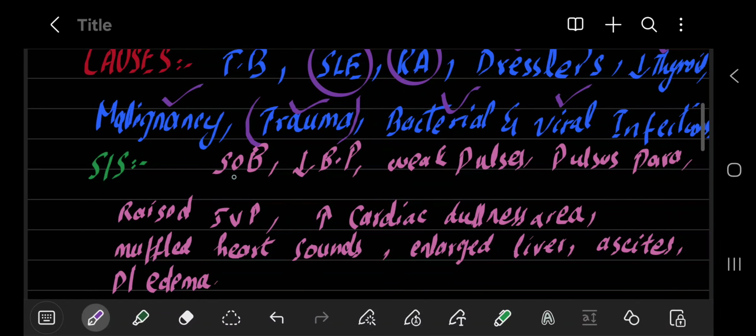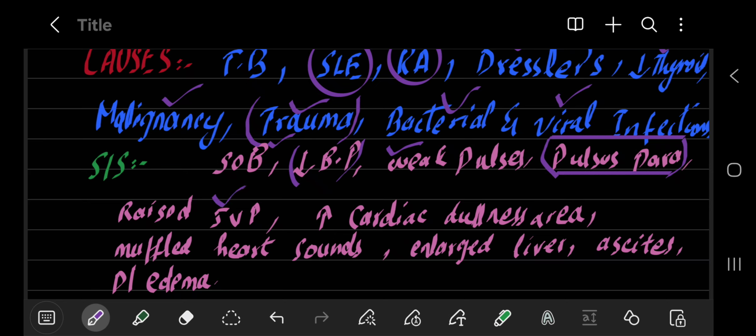What are the signs and symptoms of pericardial effusion? Patient presents to you with shortness of breath. There is low BP because there is decreased diastolic filling of the right heart, leading to decreased flow towards the left heart, and therefore there is low BP. Your pulses become weak, and there is pulsus paradoxus. It means that when you take a breath, there is a fall in the blood pressure of more than 10 millimeters of Hg. Therefore this is pulsus paradoxus during inspiration.